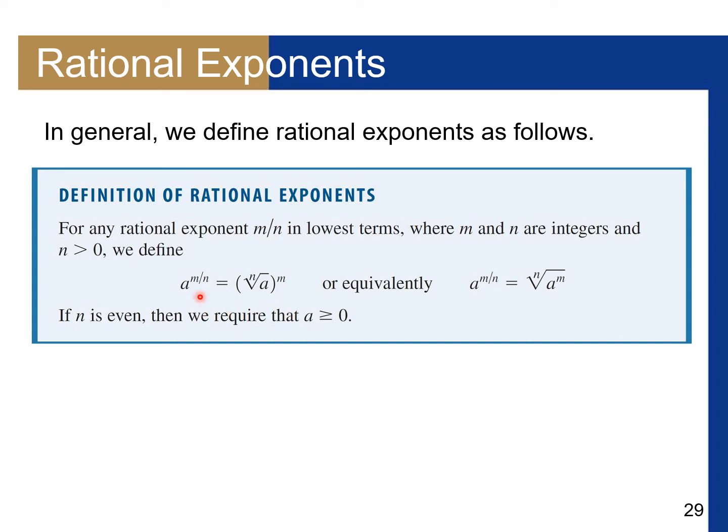If I have a to the m over n, the bottom number is your root, and then it'll be raised to the m power. You could actually put this on the outside, or if it benefits you, you can put the m on the inside. So this is a choice. It doesn't matter what order you do it in. You might want to take the nth root of a first and then raise it to the m power, or you might want to take a to the m, and that might help you break it down when you have the nth root.